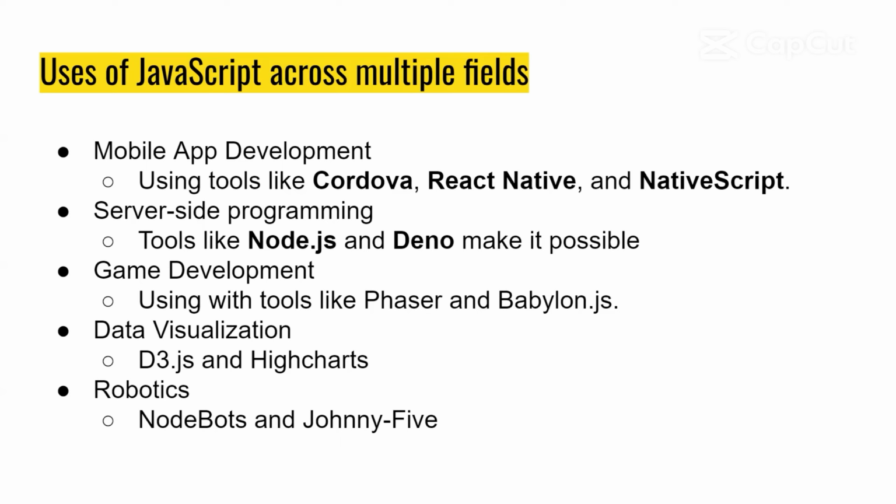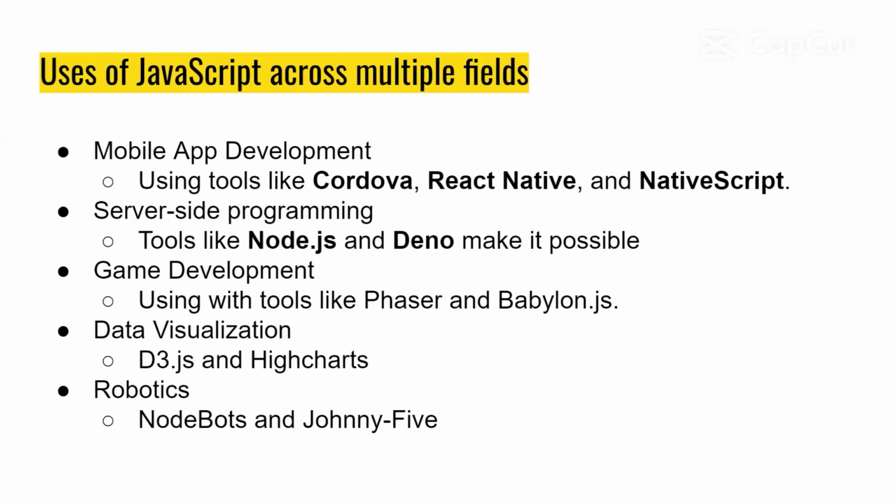Then you can also use JavaScript in data visualization. Before now, I think Python was the go-to, and it's still the go-to when you're talking about data analysis and the likes. But now JavaScript has also provided libraries called D3.js and Highcharts that can be used in data visualization. You can also use JavaScript in robotics, right? You can use JavaScript to control and program robots using platforms like Nodebots and Johnny-Five. There are a whole lot of applications and use cases of JavaScript.